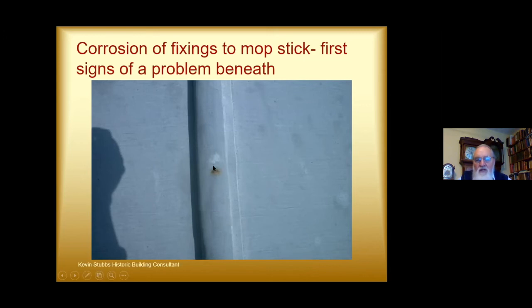And here you can see a rust spot on the lead. Well, we know rust doesn't occur with lead. In fact, it's the rust erupting from the nail head. And this is because of water. We've got capillary action. We've got thinning of the lead at this point with undersheet corrosion. And the rust from the iron nail is actually beginning to erupt through the surface of the lead. So this is an early sign of a problem beneath.